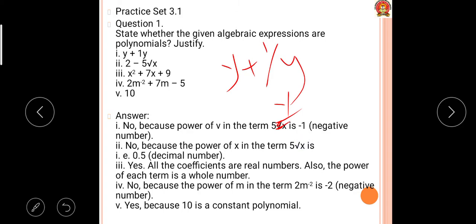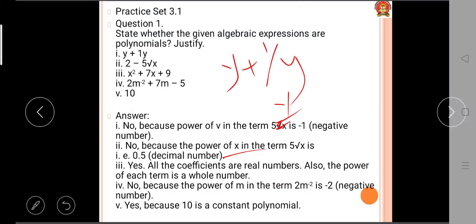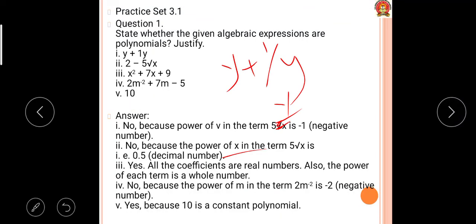2 minus 5 root 2. Okay. No, because the degree is a decimal. We want the degree to be a positive integer. x square plus 7x plus 9. Yes, this is a polynomial. 2m raised to the power minus 2. No, because the degree is minus 2. So degree is a very important thing in an algebraic expression. If the degree of the given expression is a positive integer, then only we can say that the given expression is a polynomial. Then yes, it is called a constant polynomial.